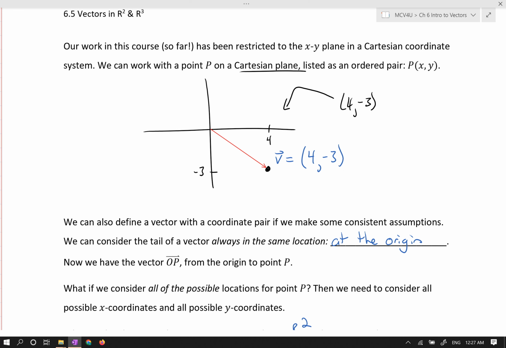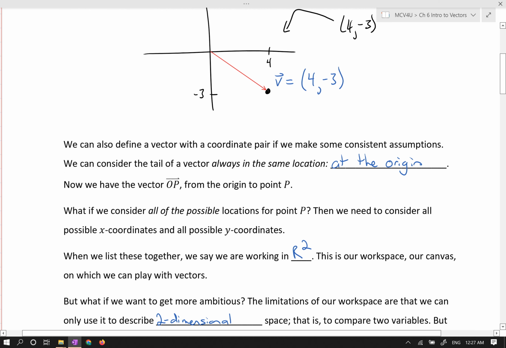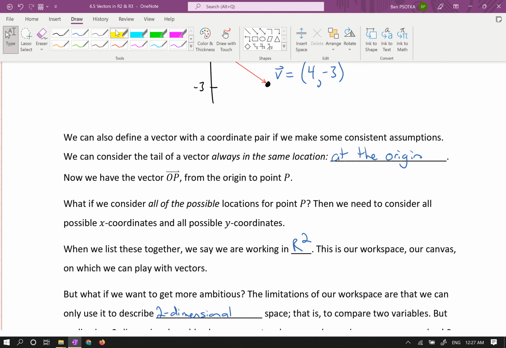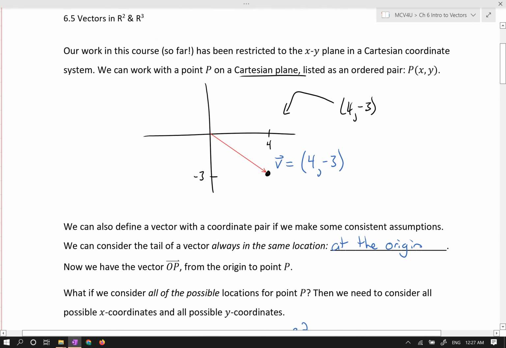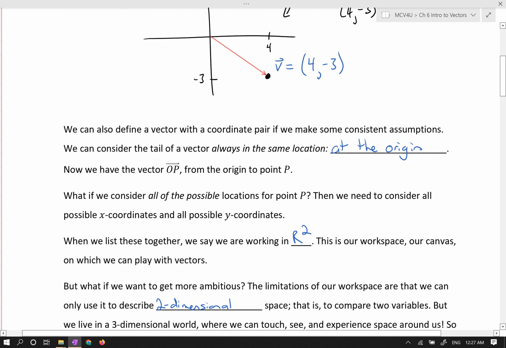Now, okay, what if we consider all of these possible points for point P? And we can call this point P. Up here it's 4, -3, but really it can have any x value, any y value. Well, if it can have any x value and any y value, then we say we're working with x is an element of the reals, and we're working with y is an element of the reals. Now, the collection of all of these possible points is given by what we call R2.